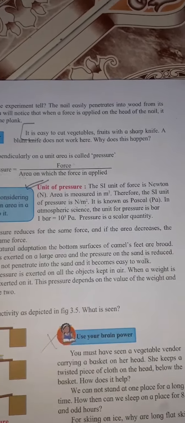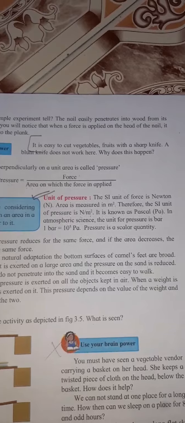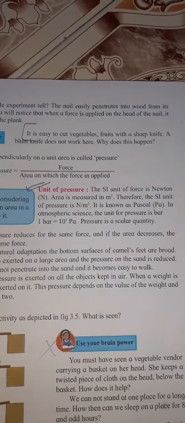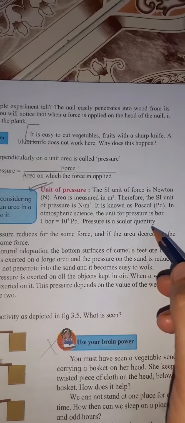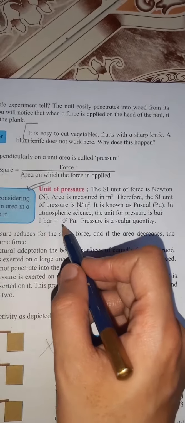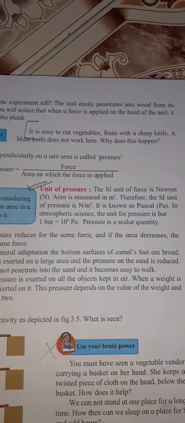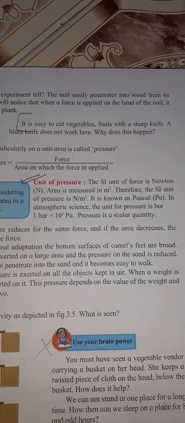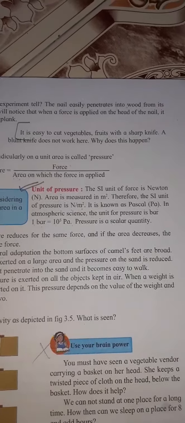If you are calculating the pressure of the atmosphere, the pressure of air, then we have to use the unit called bar. So 1 bar is equal to 10 raised to 5 Pascal, and pressure is a scalar quantity.